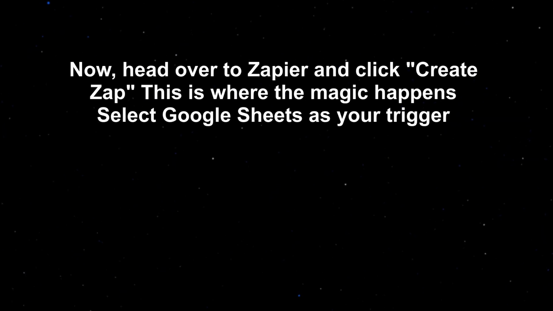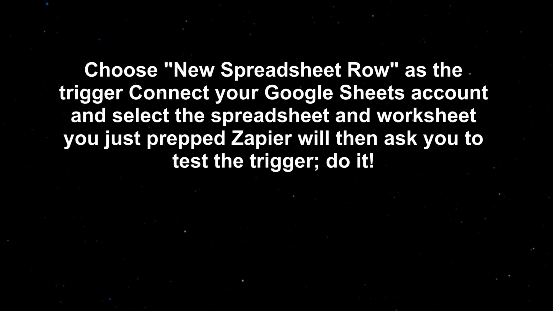Now, head over to Zapier and click Create Zap. This is where the magic happens. Select Google Sheets as your trigger. Choose New Spreadsheet row as the trigger. Connect your Google Sheets account and select the spreadsheet and worksheet you just prepped.